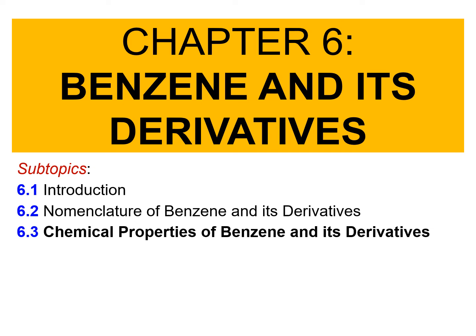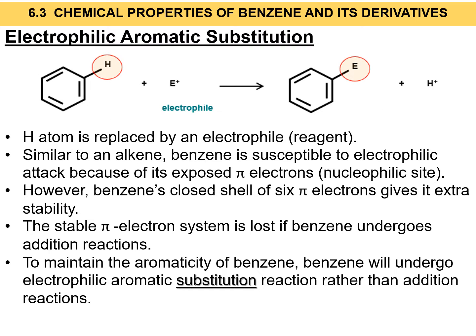This video is going to be about subtopic 6.3, which is about chemical properties of benzene and its derivatives. It is very important for you to know the type of chemical reaction of benzene is electrophilic aromatic substitution. Okay, if let's say in the exam they ask, what is the type of the chemical reaction of benzene?